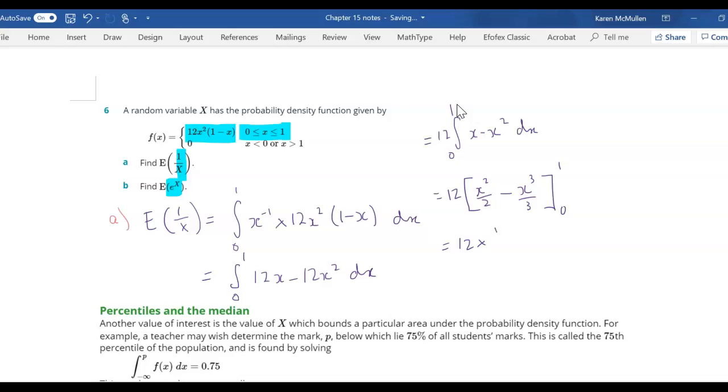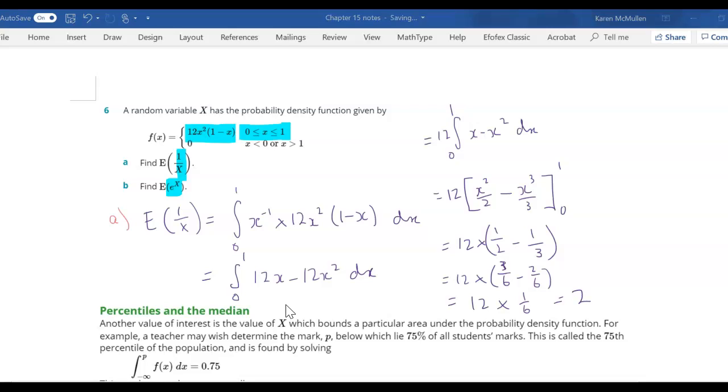1 squared is 1, so it's a half, minus 1 cubed, which is 1 over 3. Now the biggest mistake I could have made there was not realizing that that had to be in brackets. All right, 1/2 minus 1/3, putting them as the same denominator, so 6. So we're going to have 12 times 1 over 6. So 12 times 1 over 6 gives us 2.